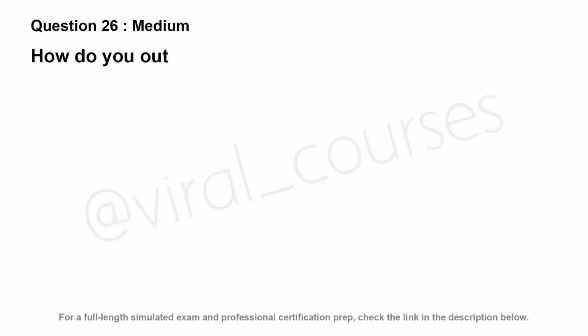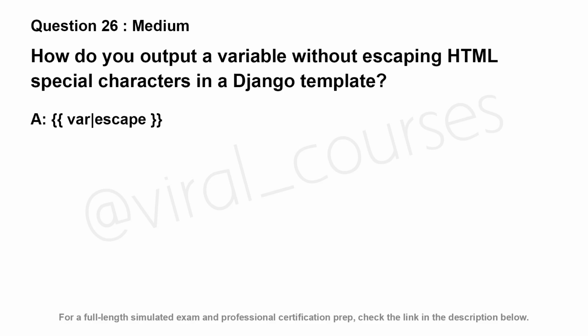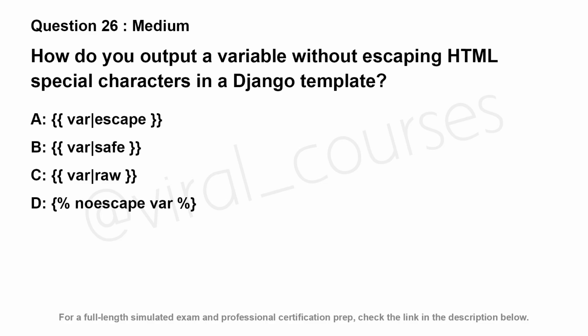How do you output a variable without escaping HTML special characters in a Django template? Option A. {{ var|escape }}. Option B. {{ var|safe }}. Option C. {{ var|raw }}. Option D. {% noescape var %}.